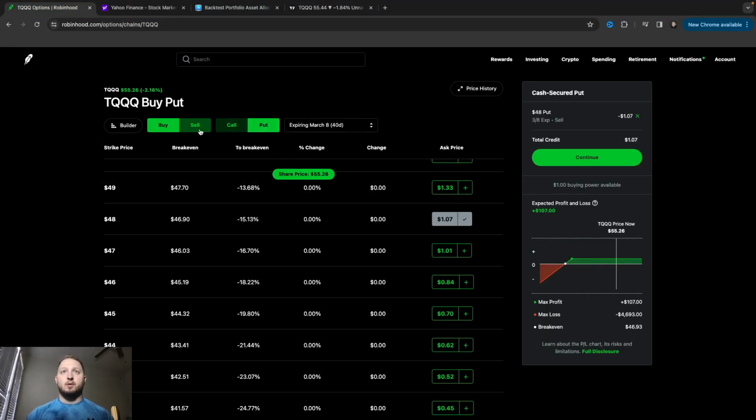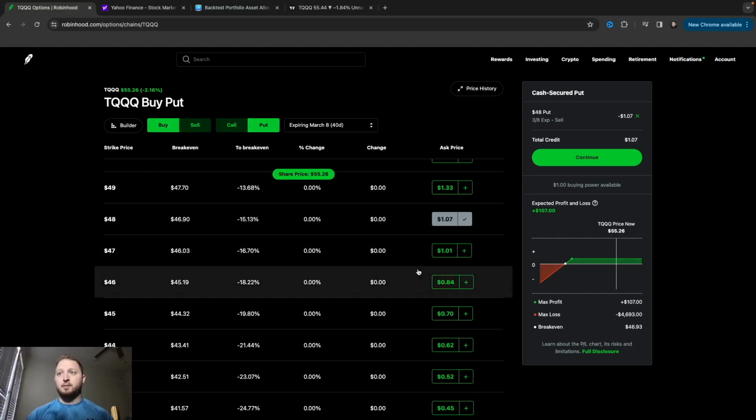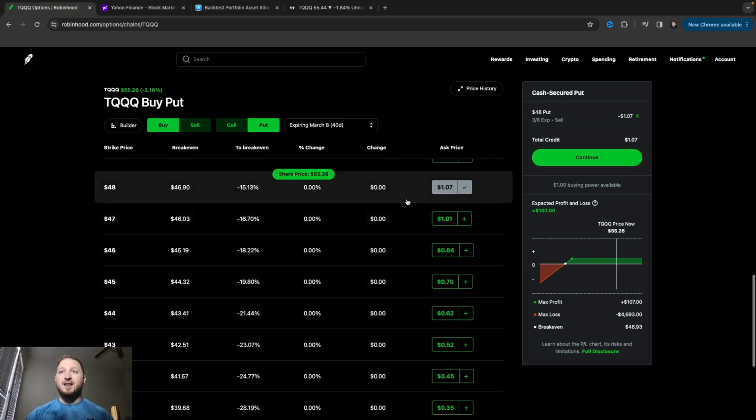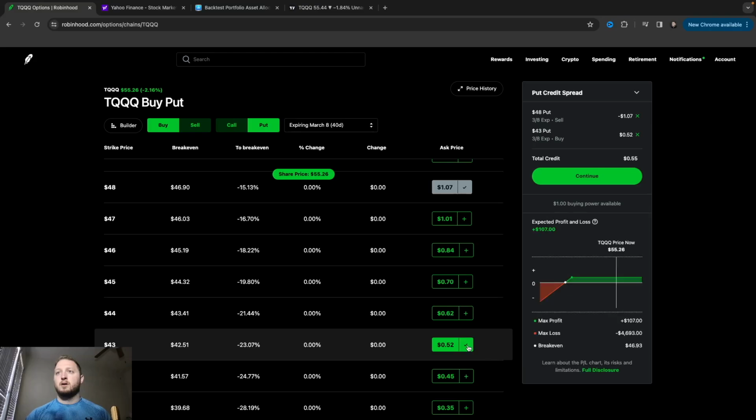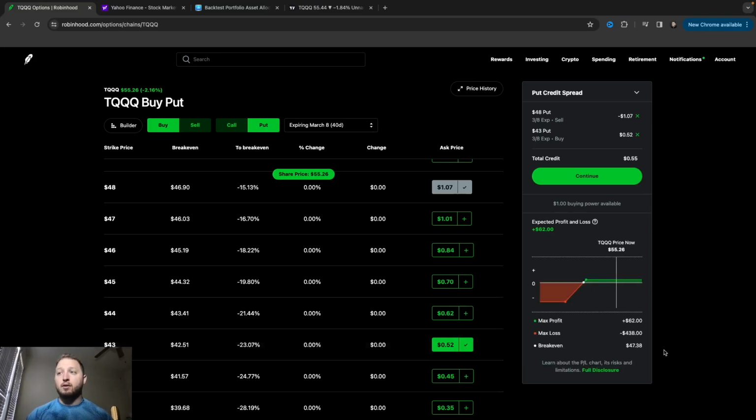And then I got to buy a put here. And then I like to go $5 wide. Now you don't have to do this. 1, 2, 3, 4, 5. And now we're collecting $55 for a max loss of under $500. That's an even better return. Again, if you don't have the money, it's a better return.